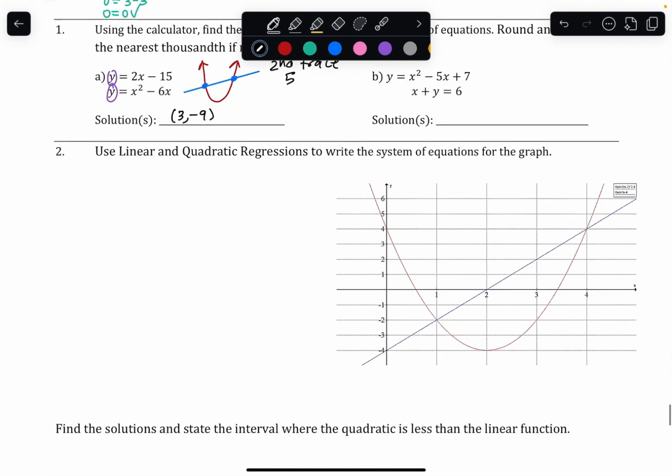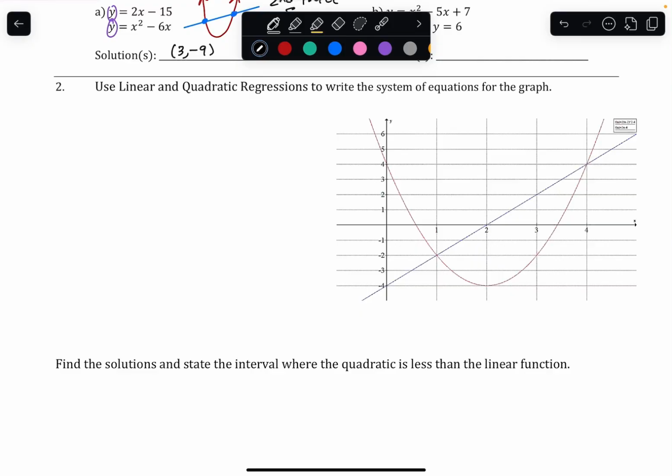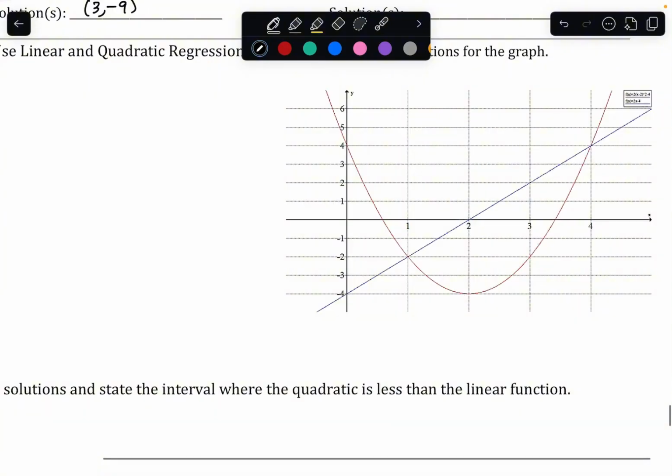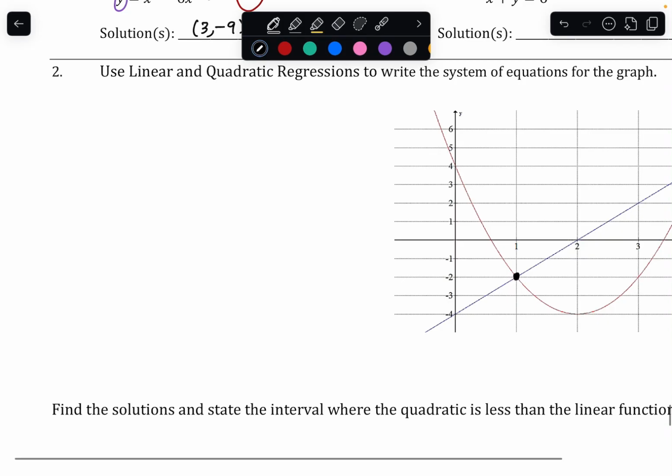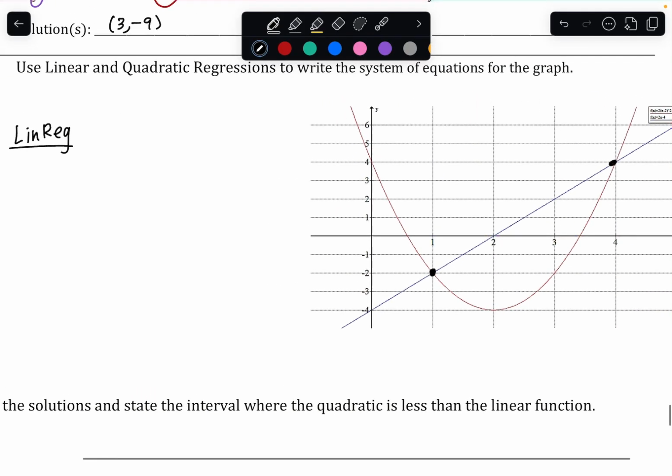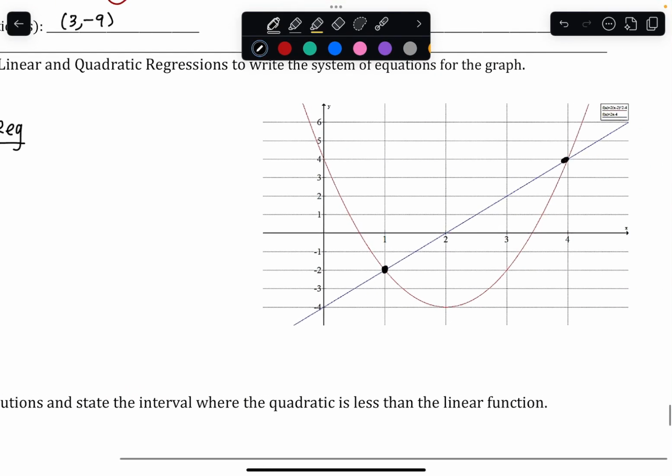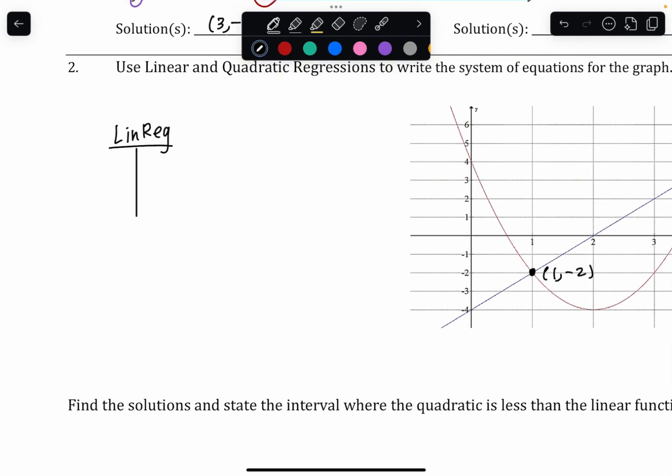Okay, and so on this next example, it says use linear and quadratic regressions to write the system for the graph. For a linear regression, you just need 2 points on your line. Here I'm picking the actual solutions, but it can be any 2 points on the line. So I have the point (1, -2) and the point (4, 4).